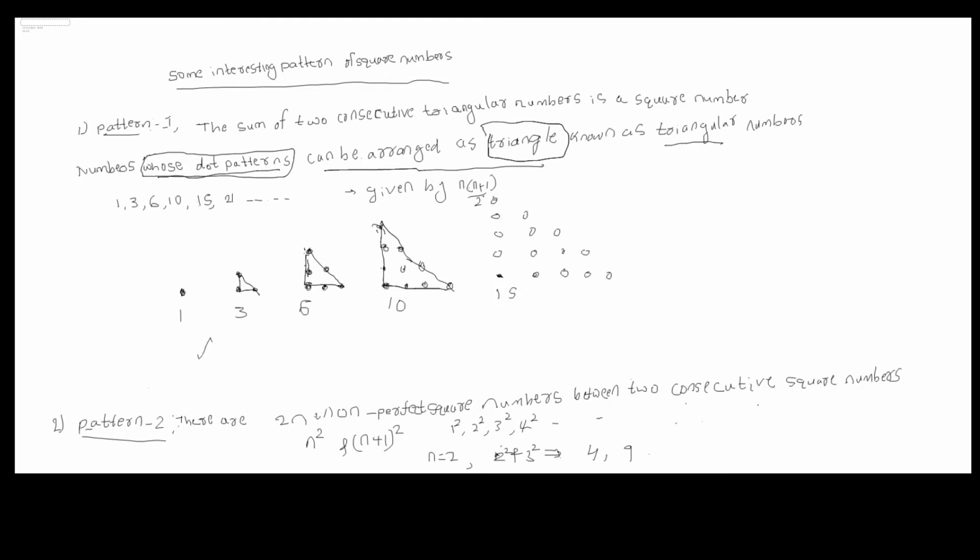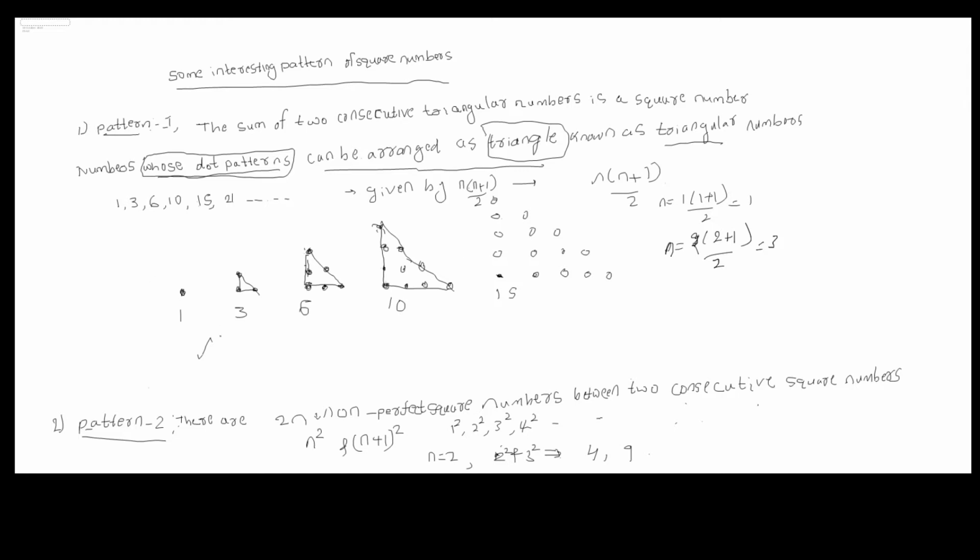Is any formula there to obtain these triangular numbers? Yes, of course. That is given by n into n plus 1 upon 2. If you put n is equal to 1, you get 1 into 1 plus 1, that is 2, by 2, you get 1. If n is 2, you get 2 into 2 plus 1, that is 6 by 2, you get 3. Like that you can get the numbers.